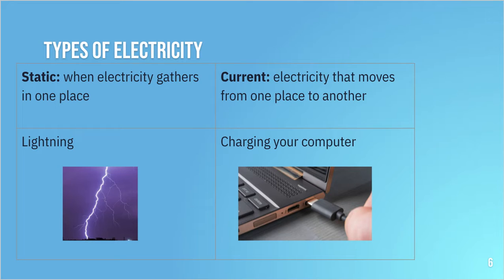Another example of static electricity is lightning. Lightning is caused by a buildup of static electricity inside a storm cloud. After we get more into protons and neutrons and how they play a role in electricity, I'll tell you more in depth about how lightning is formed. And another example of current electricity is charging your computer.